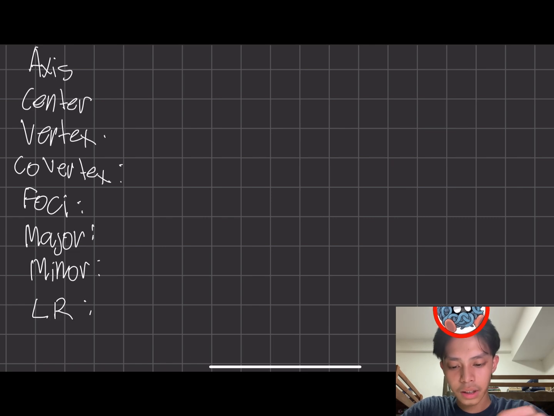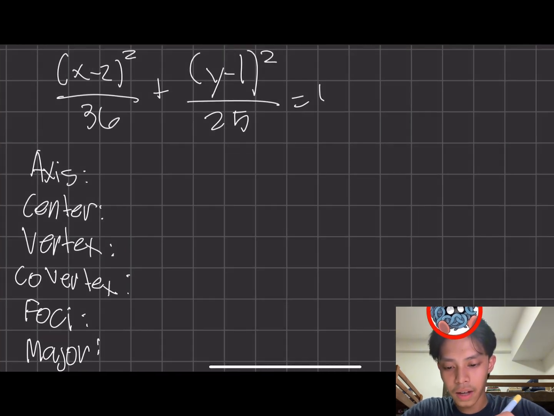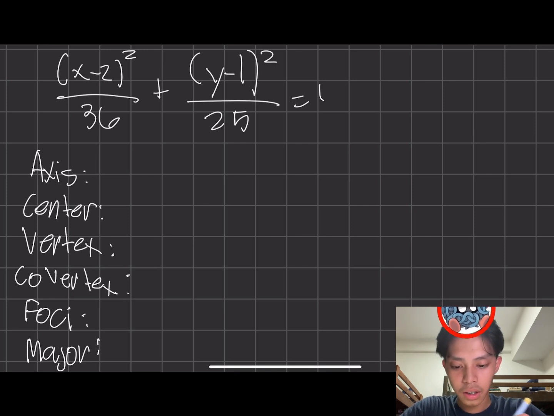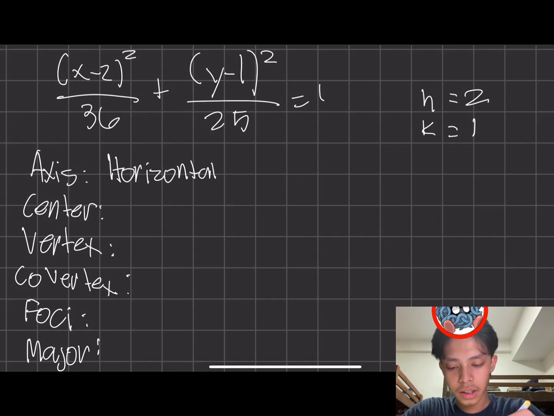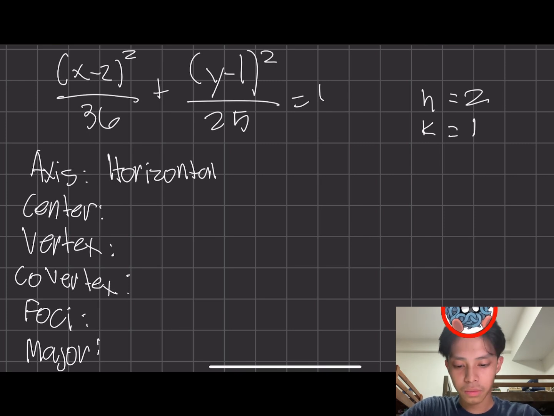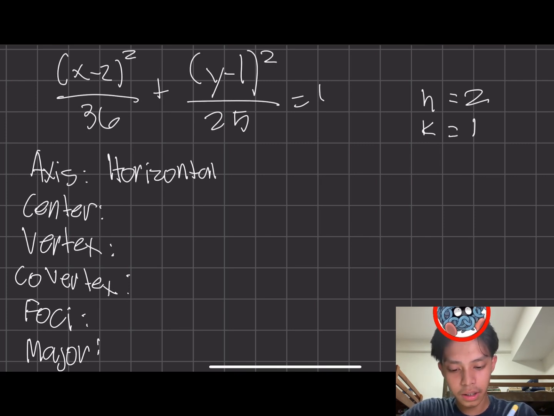Which denominator is the largest? Which in fact is the x-axis. So it makes it horizontal. And now let's find the center, h and k. Our h is 2 and our k is 1. We change the sign because we transpose it. So our center now is positive 2 and 1.